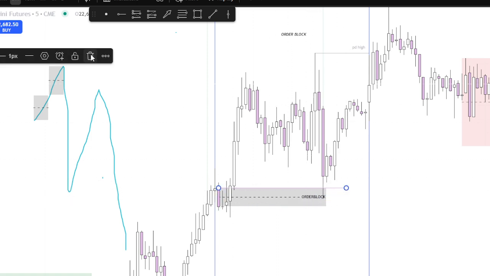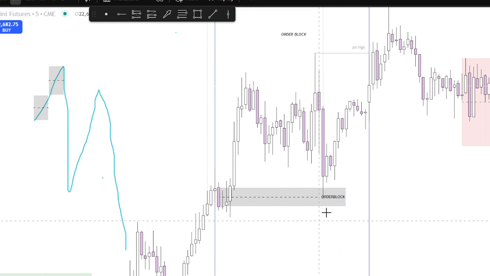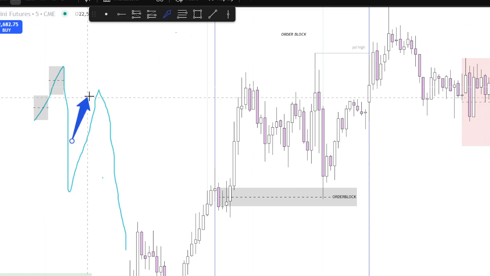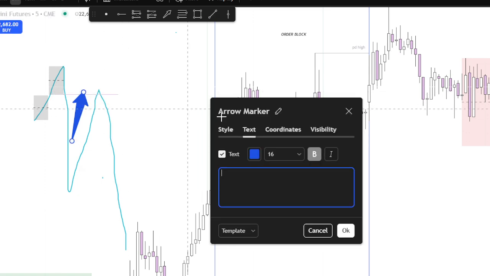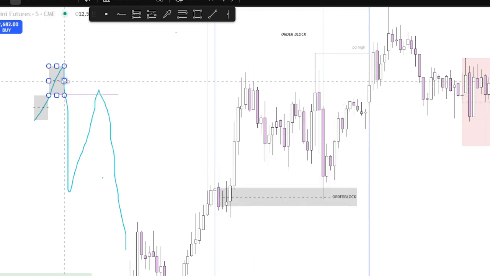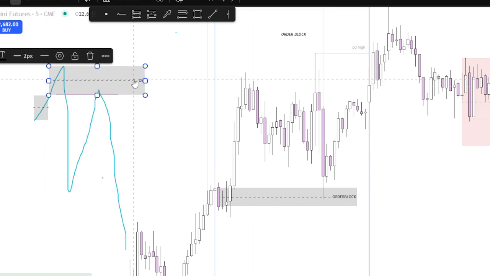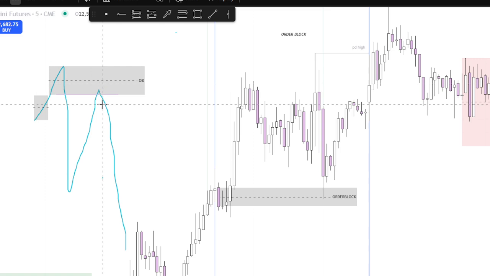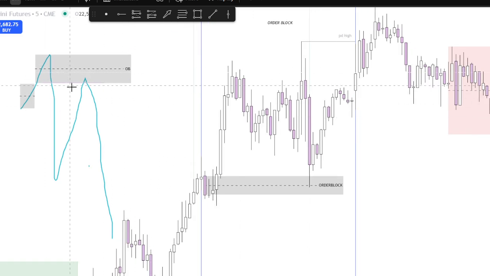Now, what do order blocks do? Price will retrace to order blocks like we see right here. Price will retrace up into that, because we see that price obviously came up to that order block that we have. And then price will push lower. But that's a bearish example of a bearish order block.